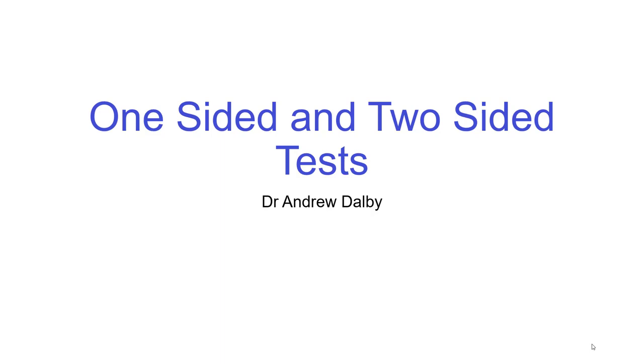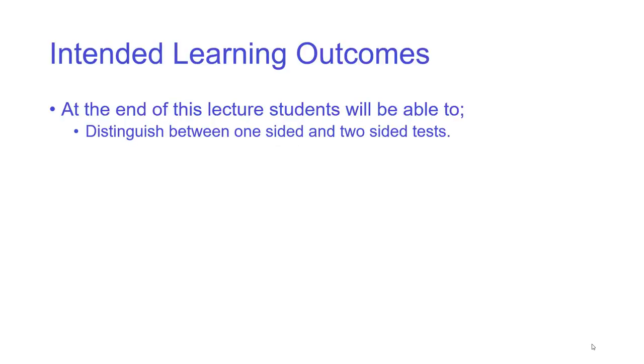To add an extra dimension and an extra complication to tests, tests can be either one or two-sided. What do I mean by this? So I need you to be able to distinguish between the two types. And if you remember, when we're looking at the normal distribution and you're looking at outliers, you can consider that strange values can lie at either end of the distribution.